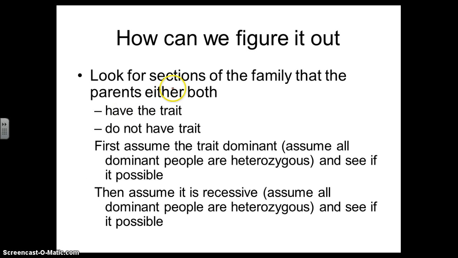So when we're looking at a pedigree, you want to find a section of the pedigree where parents either both have the trait or both do not have the trait. So we're going to look at that area. And then we're going to first assume that the trait is dominant, and we're going to assume that all dominant people are heterozygous, and see if it's possible. And then we're going to assume that the trait is recessive and that all dominant people are also heterozygous, and see if it's possible. So we're going to go through one, because this is a little confusing. We'll go through one and it will make more sense.